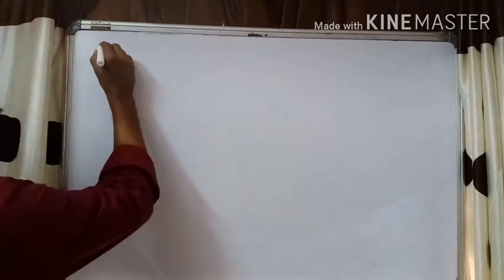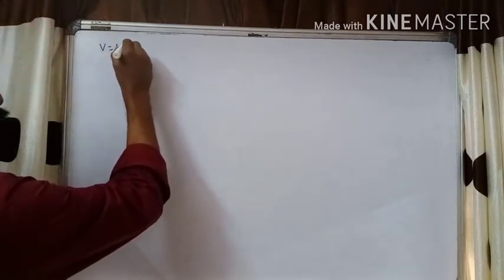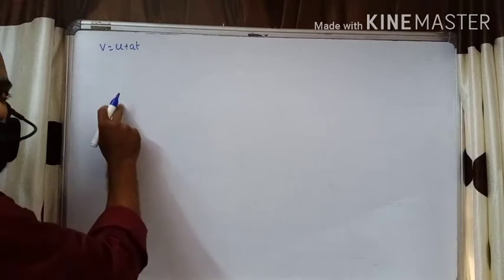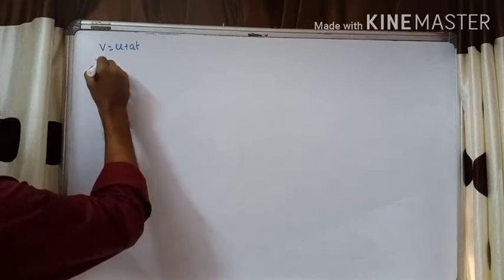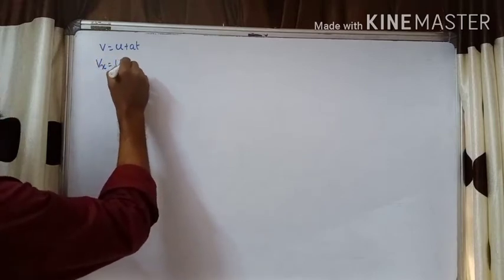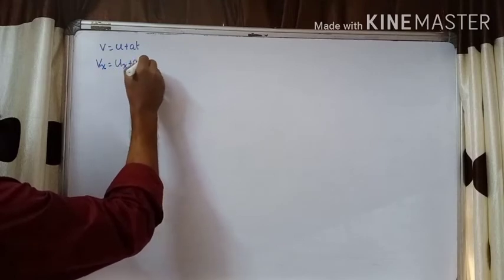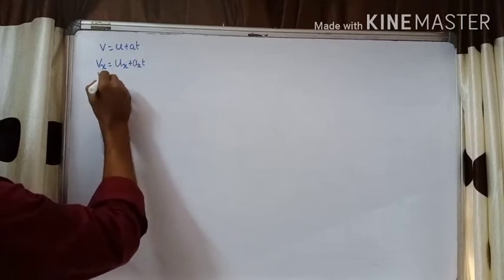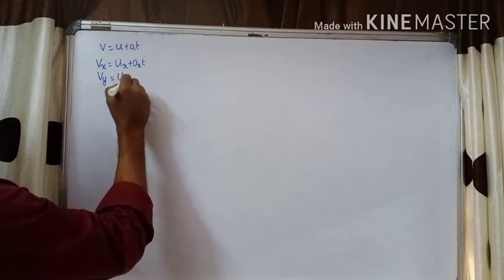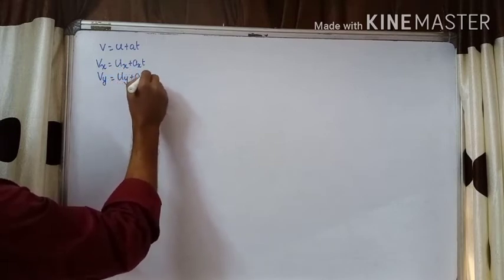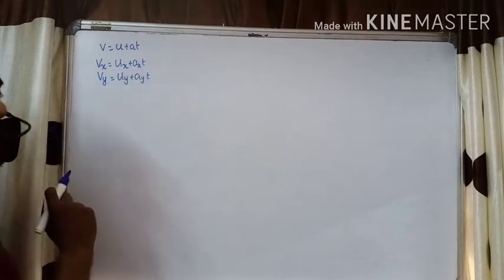We have the equation V is equal to u plus at. This is the first equation. In component form we can write the x component as Vx is equal to Ux plus Ax into t, and similarly the y component of velocity Vy is equal to Uy plus Ay into t. These are the two equations.